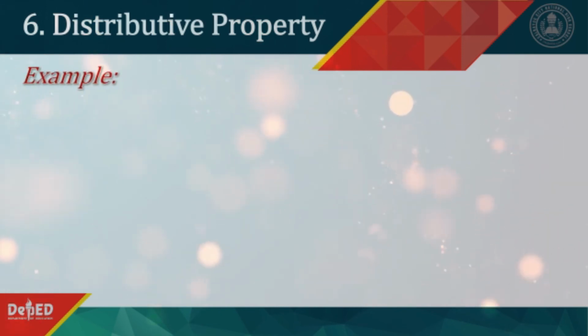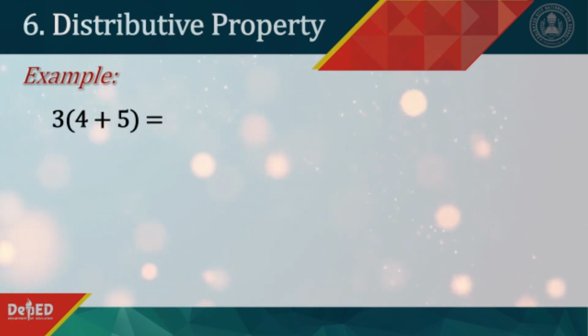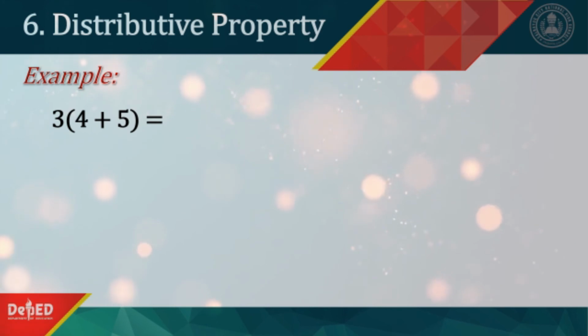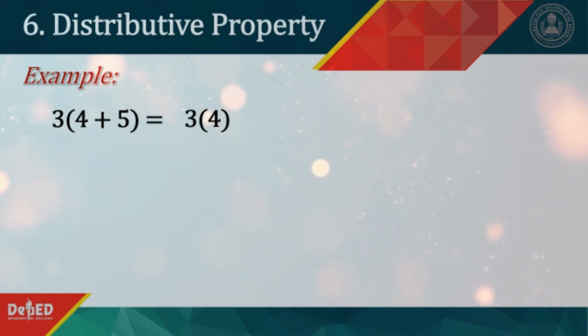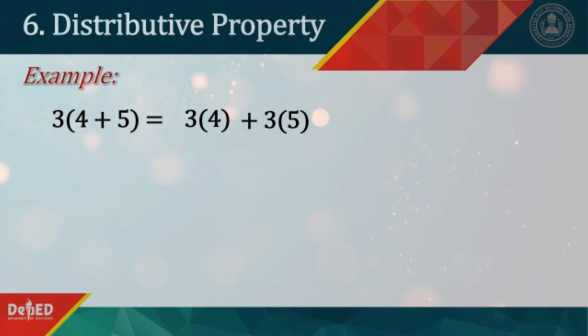Let's say, for example, 3 multiplied to the quantity of 4 plus 5. So, for distributive property, from the name itself, we have to distribute 3. And so, we come up with 3 times 4 plus 3 times 5. And this is actually true because both sides of the equation are equal.